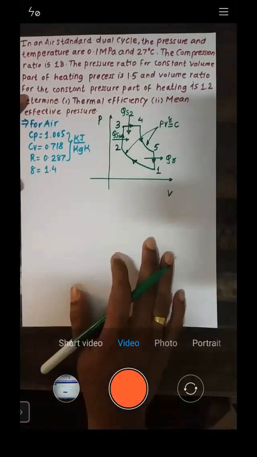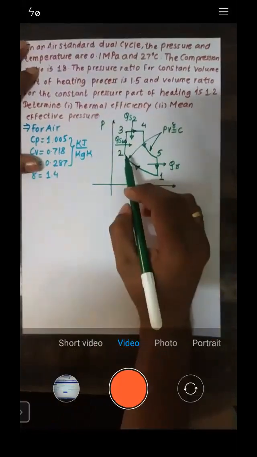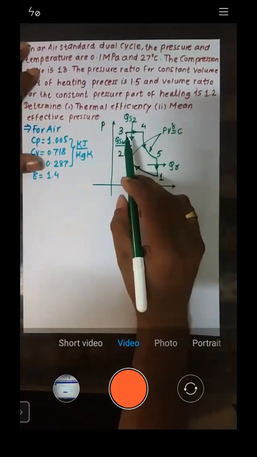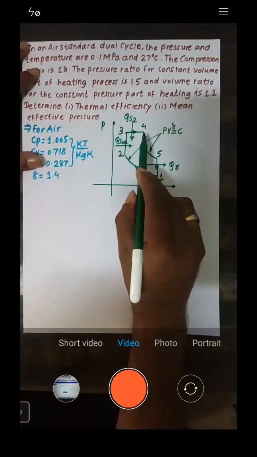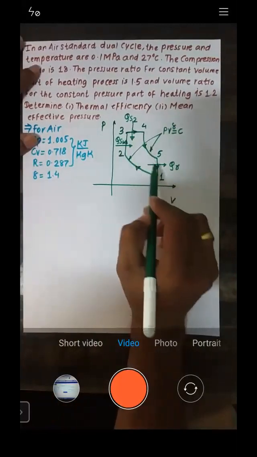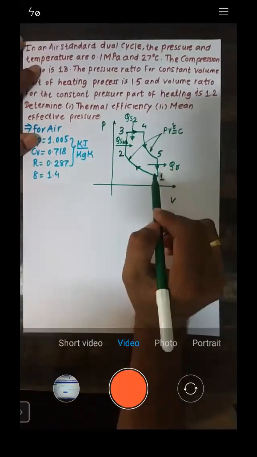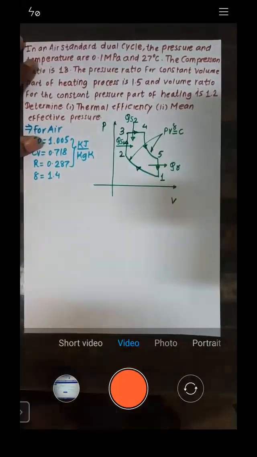So see, this is basically the PV diagram for the dual cycle. 1 to 2 is isentropic compression, 2 to 3 is constant volume heat addition, 3 to 4 is constant pressure heat addition, 4 to 5 is isentropic expansion, and 5 to 1 is constant volume heat rejection.